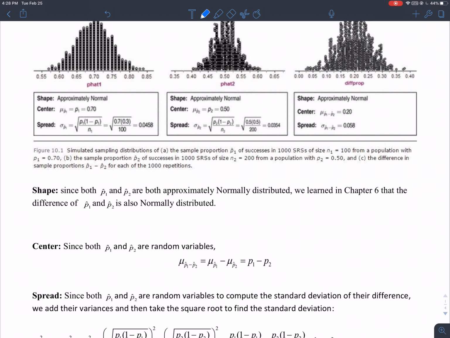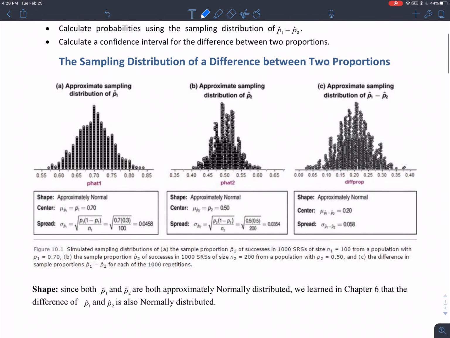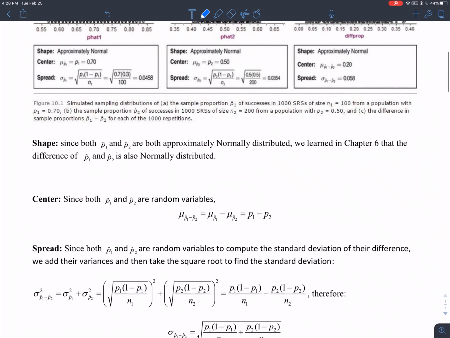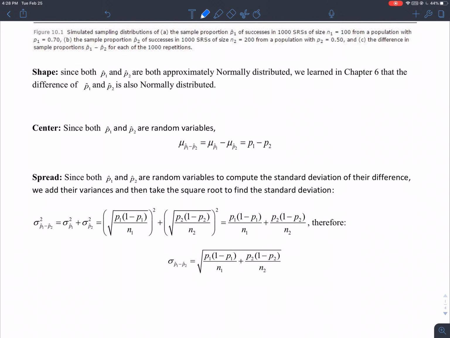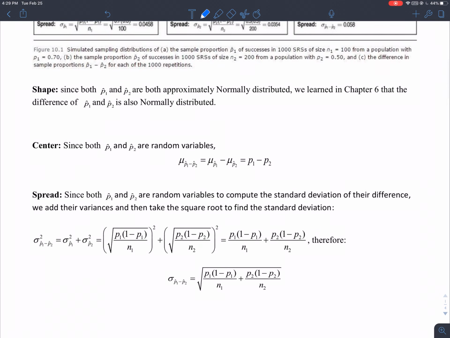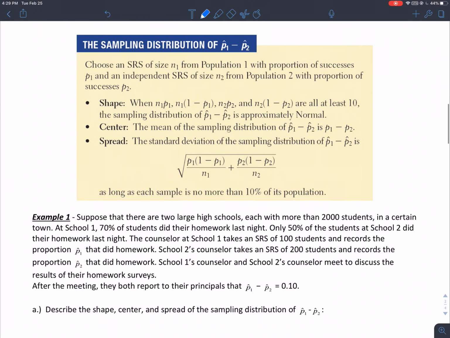So I'll let you think about this. It's quite deep conceptually, but I'll let you think about this and just read that over. And then you'll see where our calculations come from that we're going to use for this section. Okay? So let's just talk about what the sampling distribution of a difference in proportions looks like.